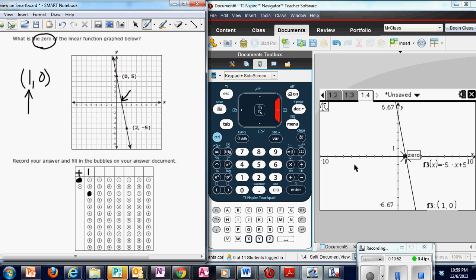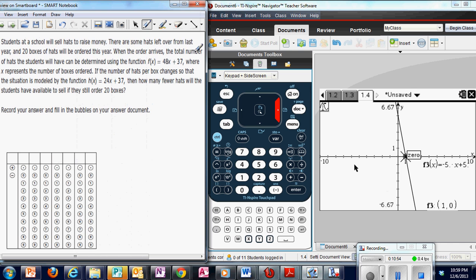Moving on. A student at a school will sell hats to raise money. There are some hats left over from last year, and 20 boxes of hats will be ordered this year.